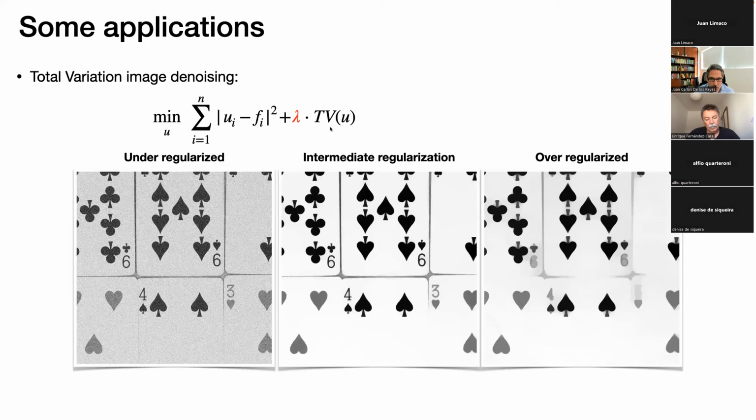So in this case, for instance, you can observe that on the left-hand side, you have an image which is under-regularized. And on the right-hand side, you have an over-regularized image, which means lambda is quite large in this part. But in the center you have a balanced image that is obtained with an optimal value of the parameter lambda that you have to choose.